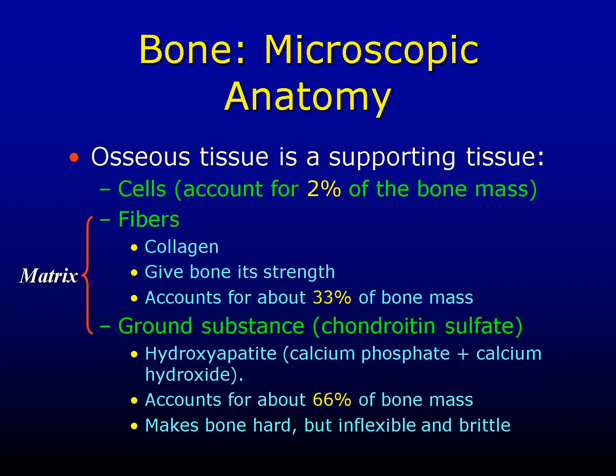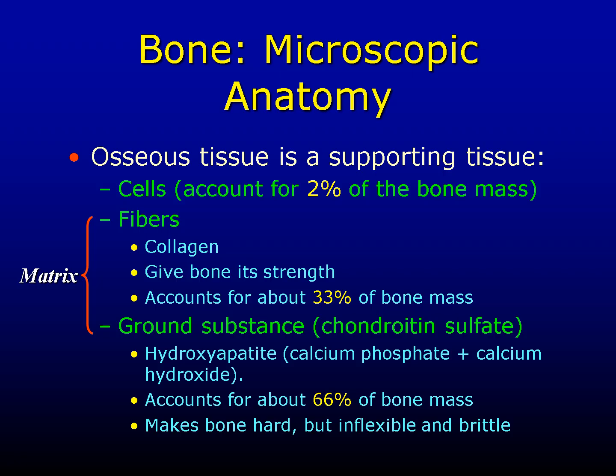Like all connective tissues, osseous tissue consists of cells, fibers, and ground substance. Together, the ground substance and fibers are called the matrix. Cells account for only 2% of the mass of bone. Collagen fibers give bone its strength and account for about 33% of bone mass.